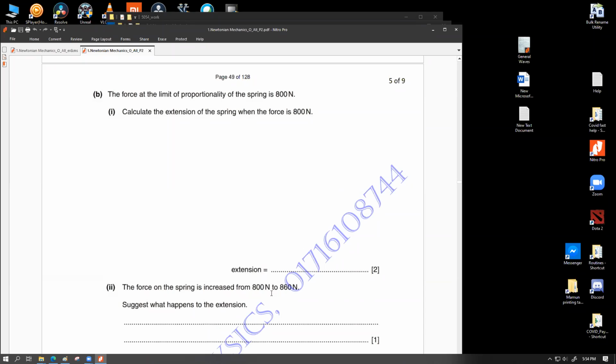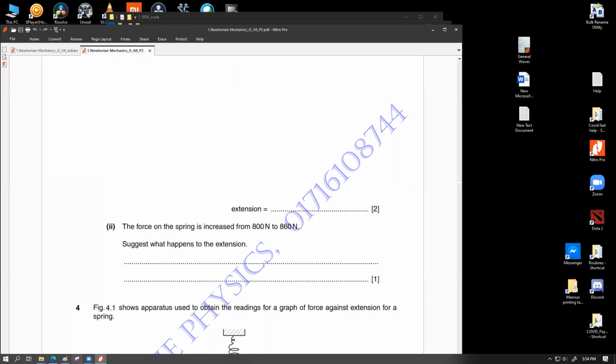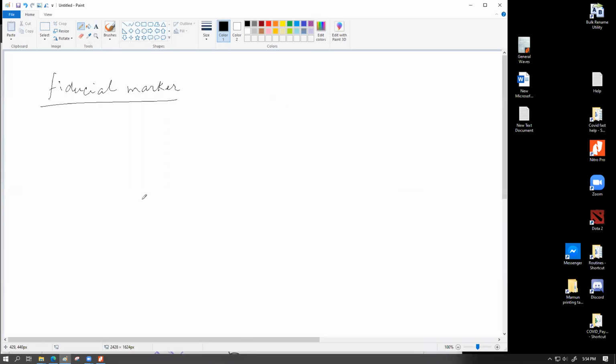The force on the spring is increased from 800 Newton to 860 Newton. What happens to the extension? Other than looking at the mark scheme, I can try to answer this question on my own. I'm going to write two different things over here, although there is only one mark, because I'm not sure exactly what they are looking for.